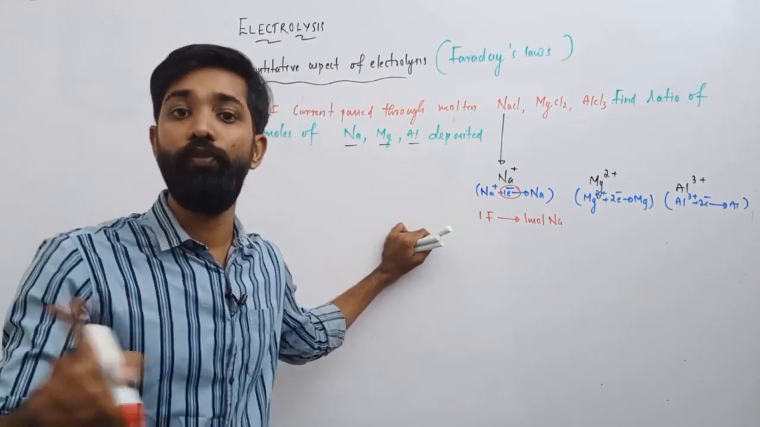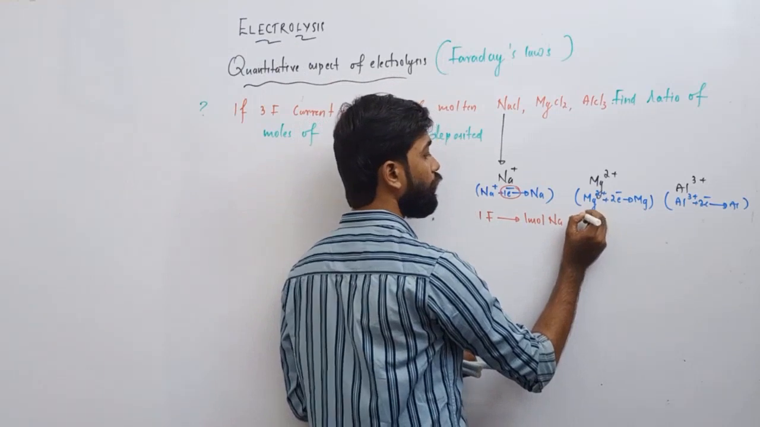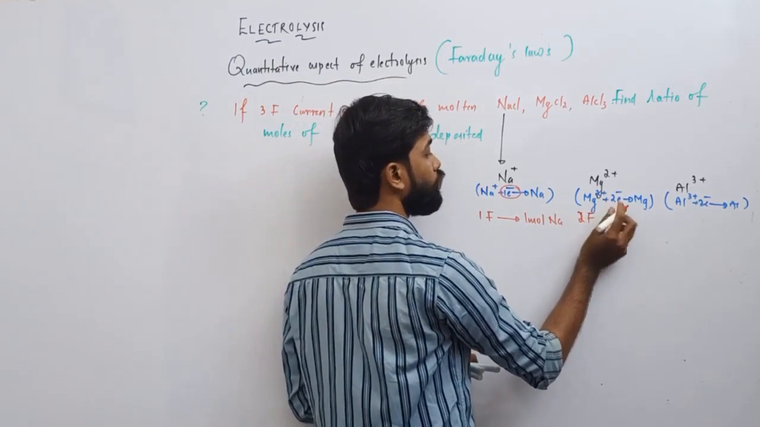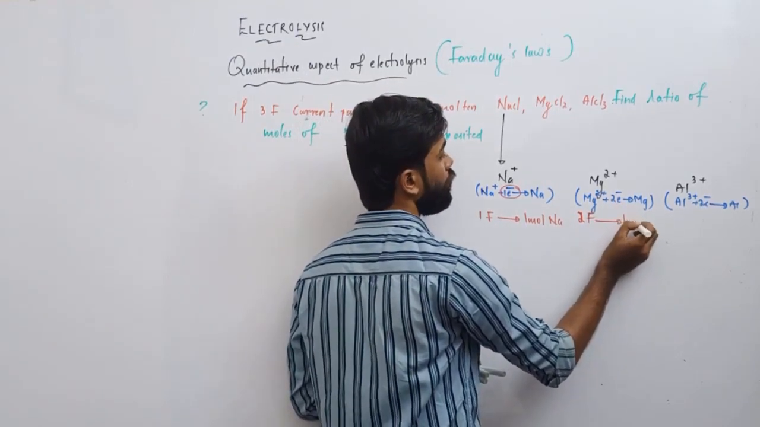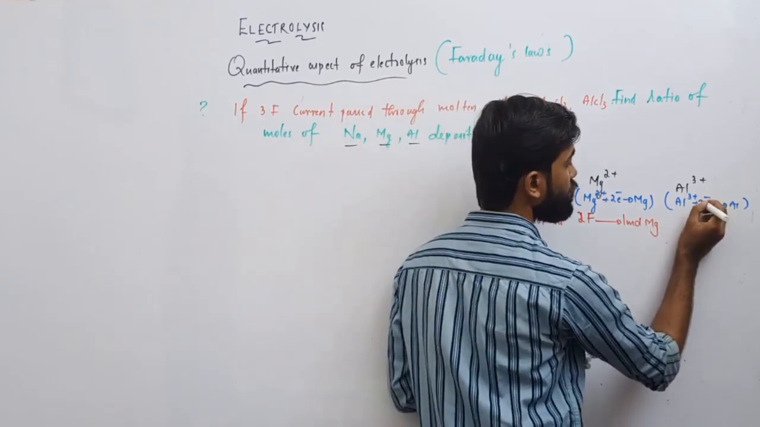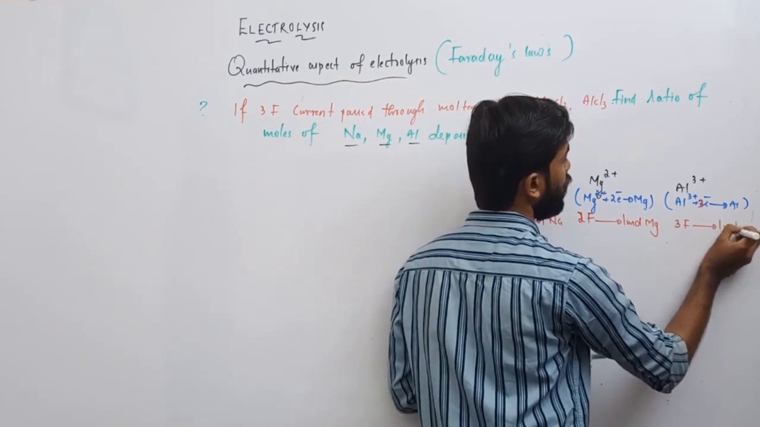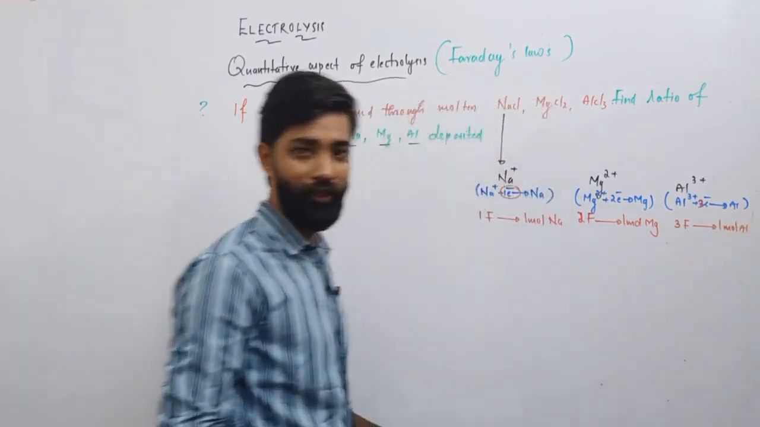Electron involved times farad supplied, then 1 mole of substance reacted. Here electron involved is 2. So 2 farad supplied, 1 mole magnesium deposited. Here electron involved is 3. So 3 farad supplied, 1 mole aluminum deposited. Ready?